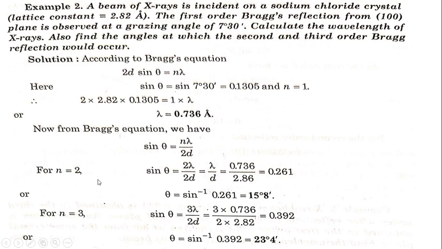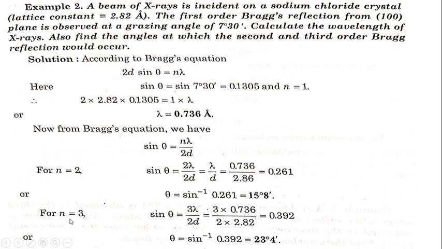Now from Bragg's equation we have sin theta equal to n lambda upon 2d. For n equal to 2, sin theta equal to 2 lambda upon 2d, and therefore lambda upon d equal to, now putting the value of lambda, that is 0.736 upon d 2.82. After division we get 0.261, or theta equal to sin inverse 0.261, and that is equal to 15 degree 8 minutes.